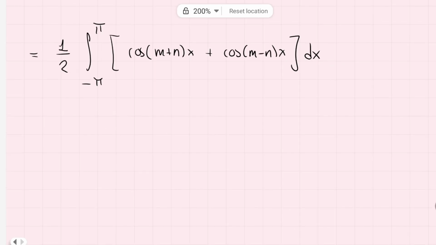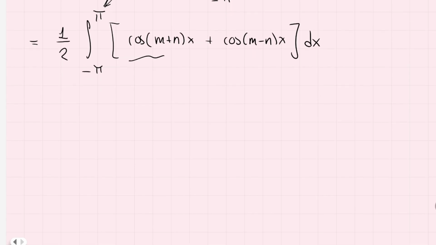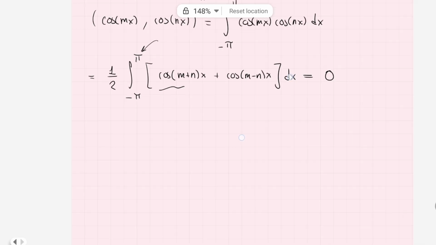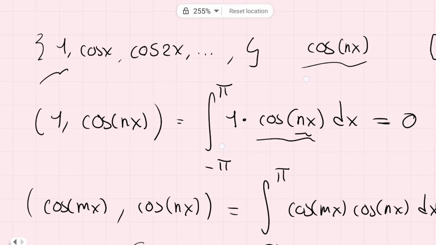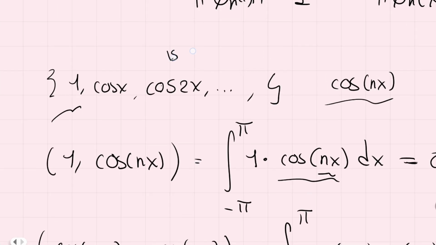Again, if we take the integral of a cosine, we get a sine of a multiple of x. But again, this x is evaluated at pi and negative pi, so that will be a sine of an integer times pi, and that is always equal to 0. So this integral is equal to 0, and we can say that this set over here is orthogonal.